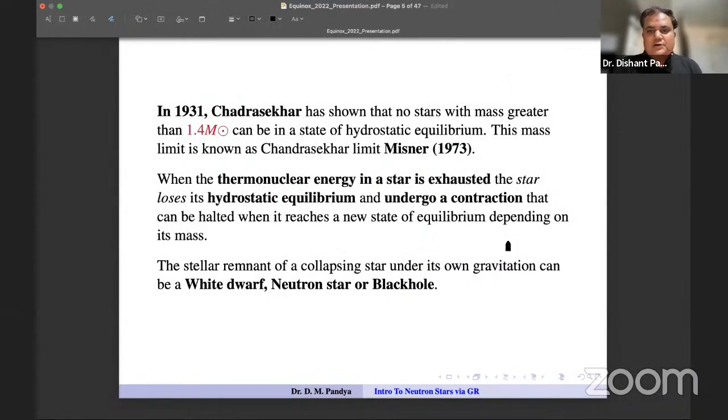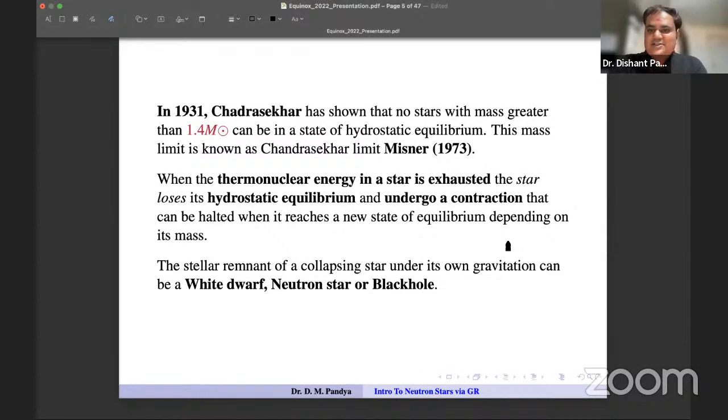Then let's see some background of neutron stars, because the space-time metric was the basic thing we required, and now we will be in a position to understand the objects on which we are trying to apply our knowledge. In 1931, Chandrasekhar gave the limit called the Chandrasekhar limit, 1.4 solar mass. If the mass is greater than 1.4 solar mass, then there will be no star which can be in a state of hydrostatic equilibrium. It means this is the maximum limit that any star can achieve for hydrostatic equilibrium.